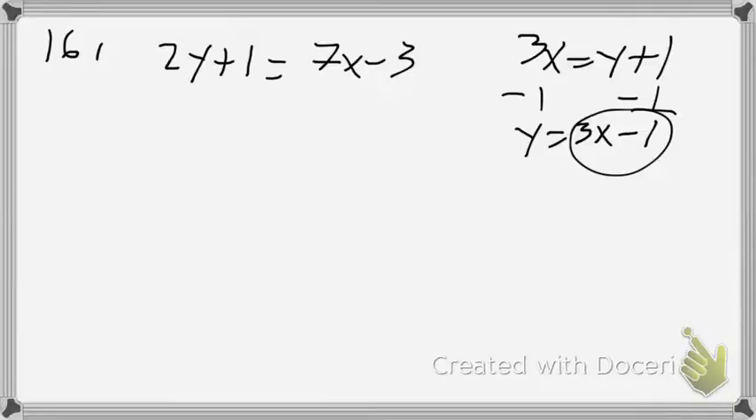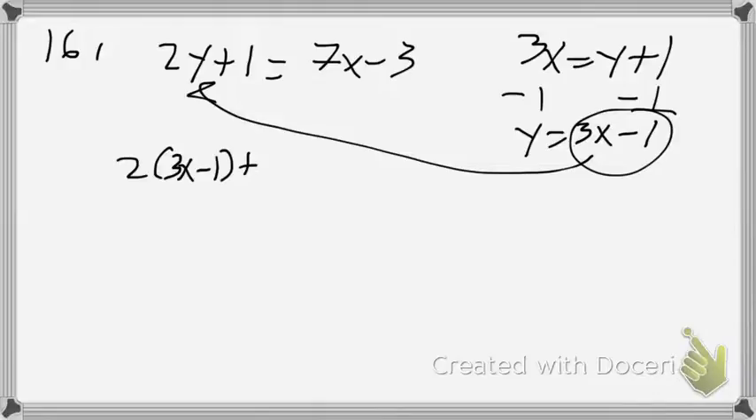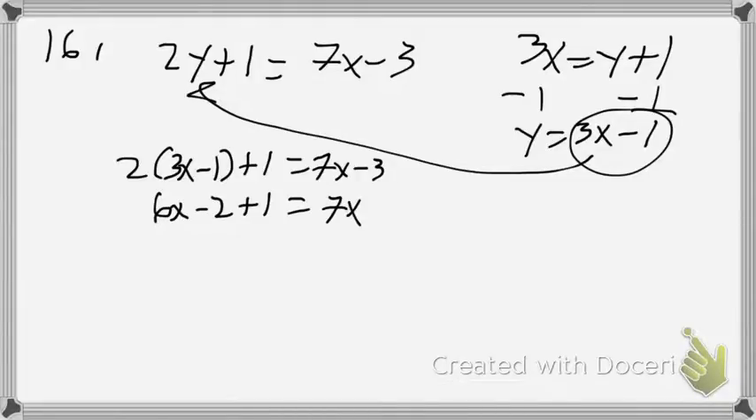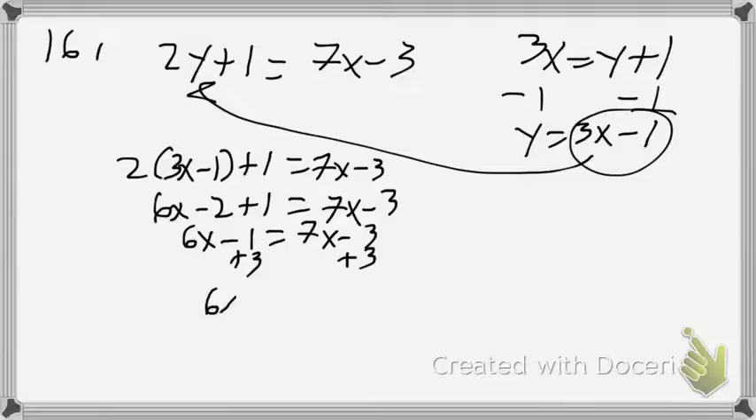I now take that 3x minus 1, plug it into the other y. 2 times 3x minus 1 plus 1 equals 7x minus 3. 6x minus 2 plus 1 equals 7x minus 3. 6x minus 1 equals 7x minus 3. Combine like terms, adding 3 to both sides, and then subtracting 6x from both sides. And we get 2 equals x.